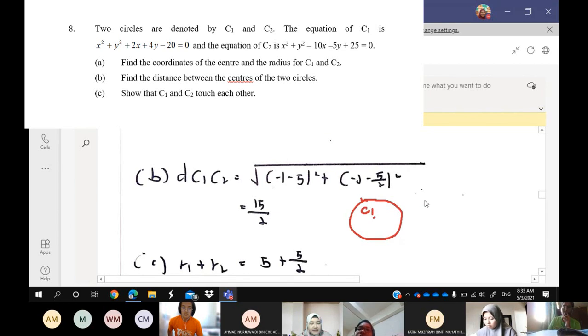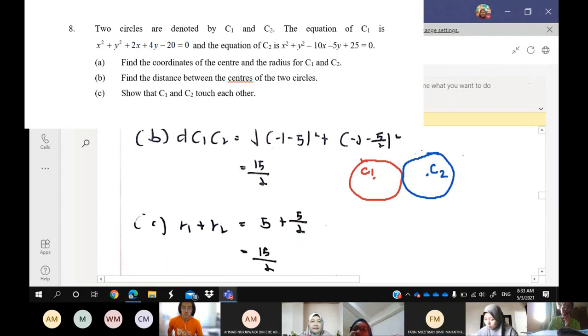Distance, and then show that. Okay, next. This is the distance.